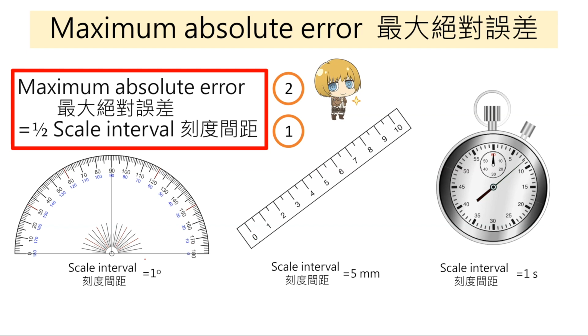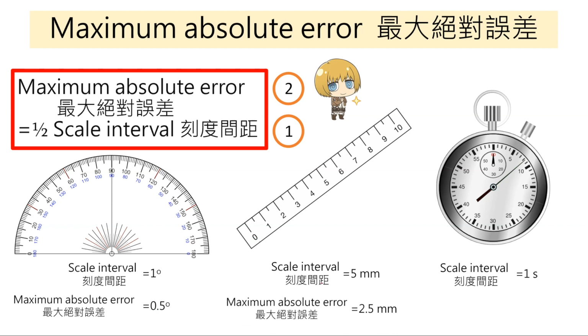The device on the left, the scale interval is 1 degree, so the maximum absolute error is 0.5 degrees. The middle one divided by 2 is 2.5 millimeters, and on the right, 1 second divided by 2 is 0.5 seconds. So that was a quick revision on what is the maximum absolute error.